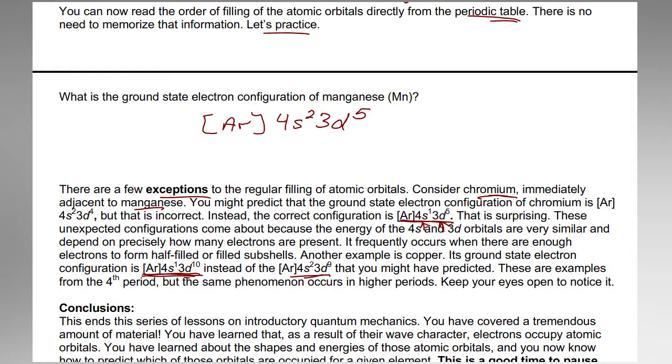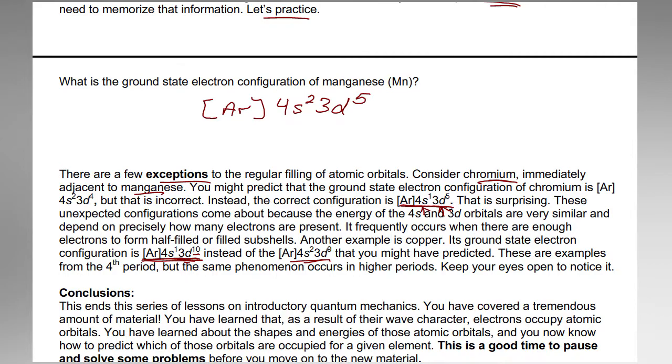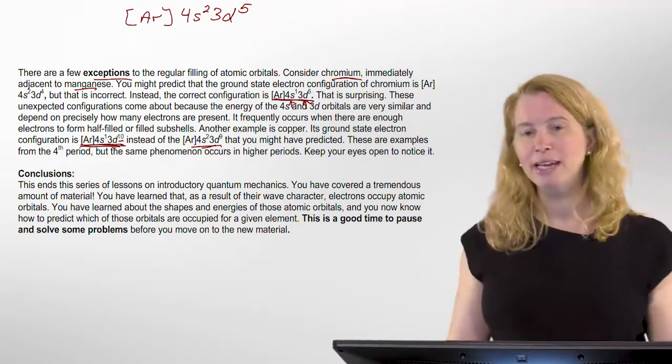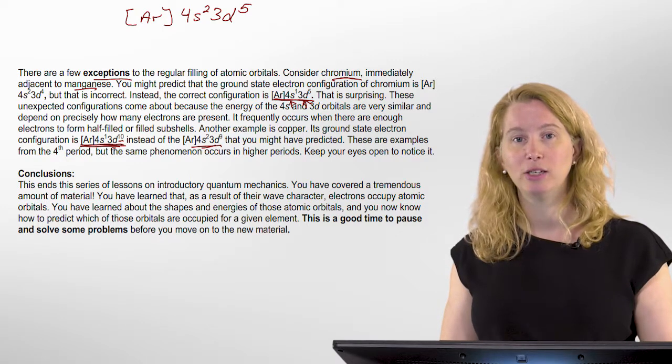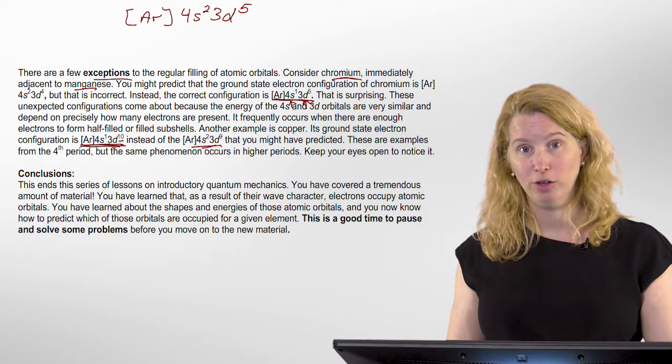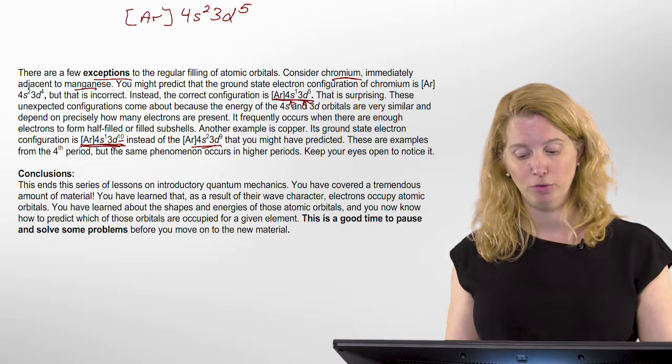I just want you to keep your eyes open and notice it when it happens, because whether electrons are paired or not has huge implications on the chemistry, and also on the electrical and magnetic properties of a material or an element. So we've now come to the end of our series of lessons in the introduction to quantum mechanics, which is a huge amount of material. I can understand if you're feeling a little bit overwhelmed.